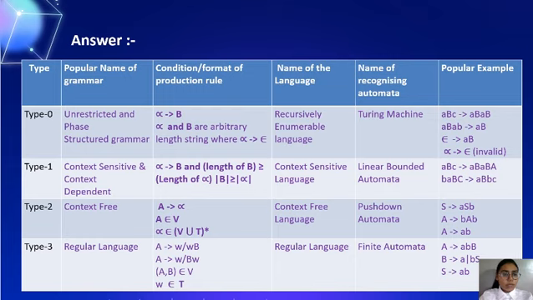For type 2, the popular name of the grammar is context free, and the format of the production rule is A to alpha, and the name of the language is context free language. The name of the recognizing automata is pushdown automata, and we have a popular example also. And for type 3, the name of the grammar is regular grammar, and the format of the production rule is A to w or wB. The name of the language is regular language, and the name of the recognizing automata is finite automata, and we have a popular example also.